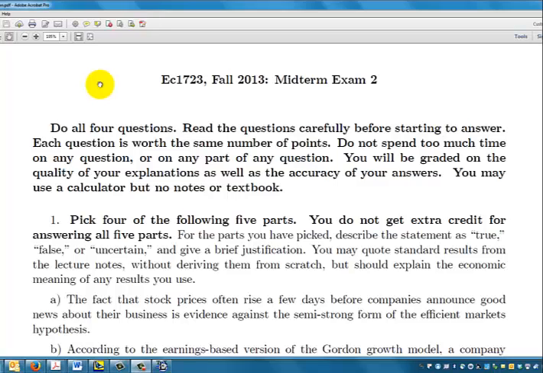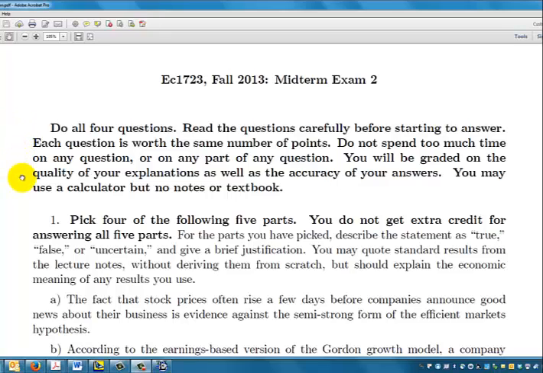Welcome to Economics 1723. This is John Campbell, and I'm going to talk you through the second midterm from last year. Now, last year's exam had 4 questions. We're only going to have 3 questions this year, but let's work through them in any case.